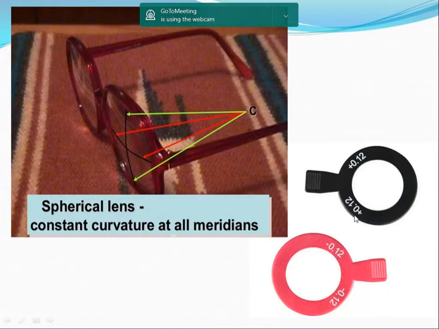Look at this picture. These two are spherical lenses. This is a concave spherical lens and this is a convex spherical lens. A spherical lens has the property that on all meridians, that means in all the axes, it acts in a similar way. The curvature is the same in all axes. So all the rays of light which pass through a spherical lens will come to one particular focus. Okay, so that is a spherical lens.